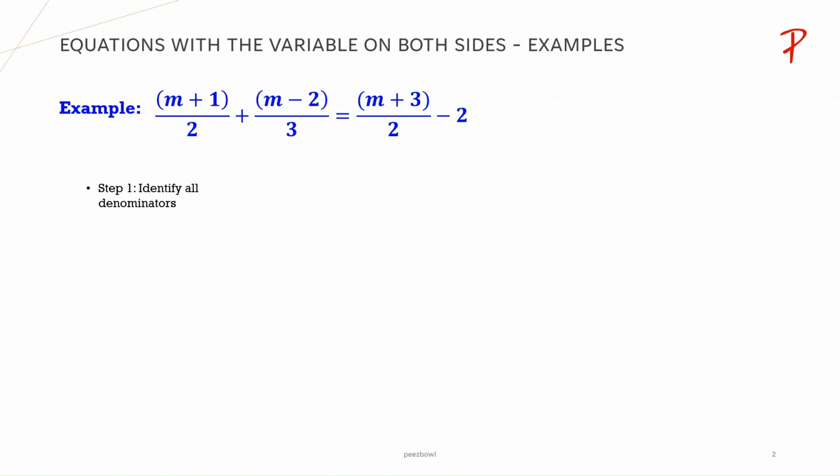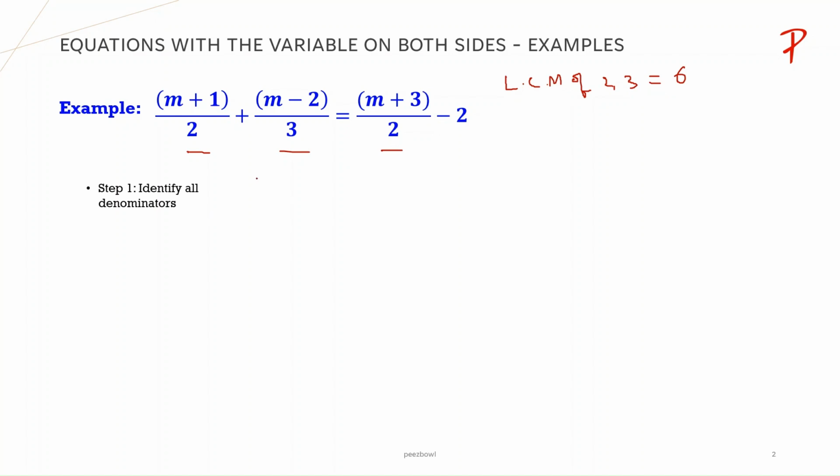Step 1 is to identify all denominators. Let us find all the denominators in the equation. On the LHS, the fractions have denominators 2 and 3, and on the RHS, the fraction has denominator 2, right? To eliminate the fractions, we will multiply the entire equation by the LCM of 2 and 3. Okay, so we need to find the LCM of 2 and 3, which is 6, and we need to multiply every term by 6, right?